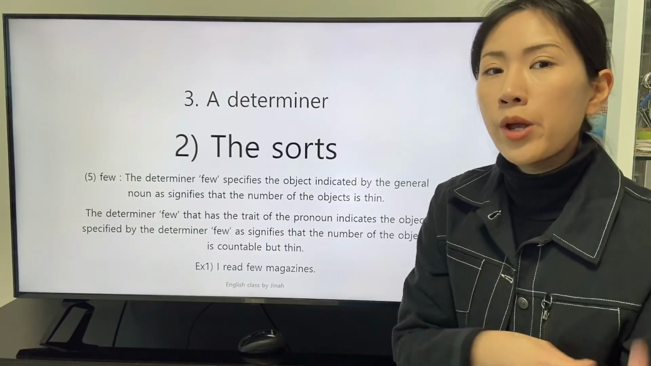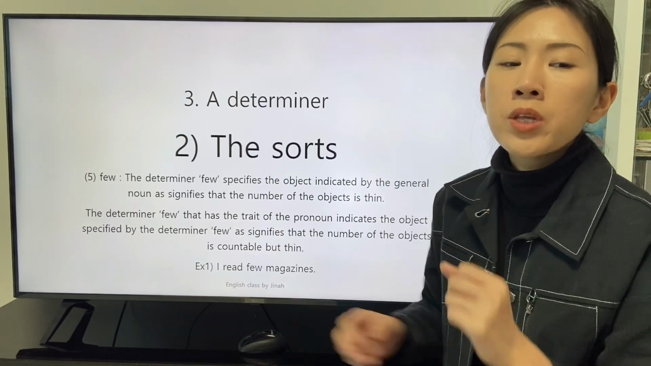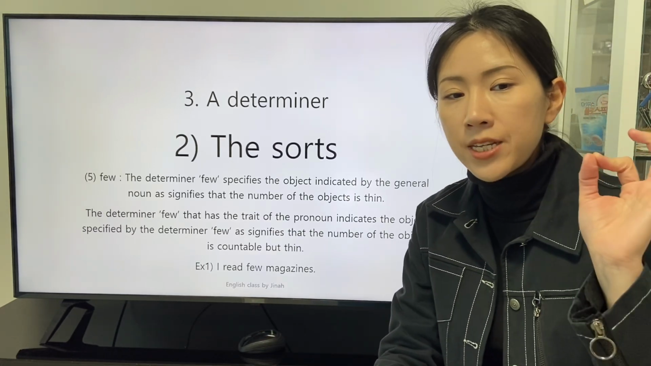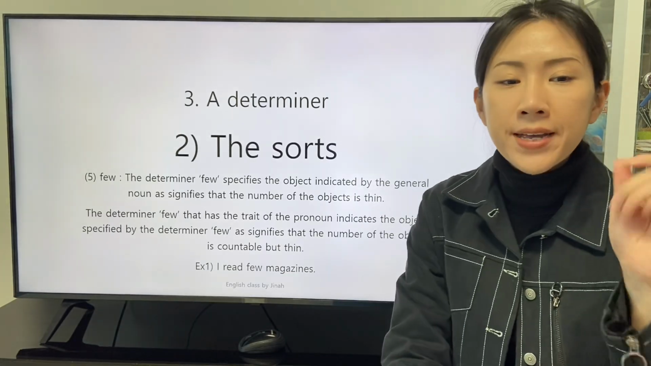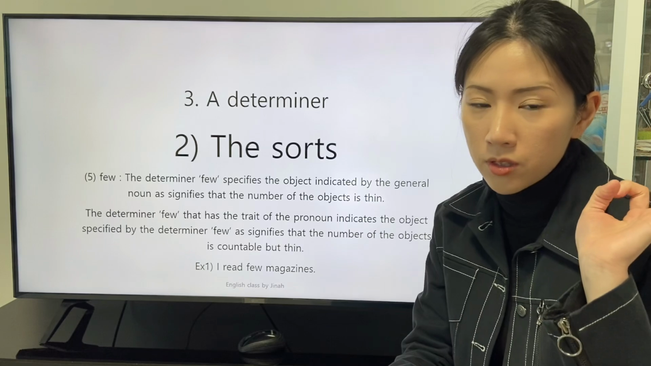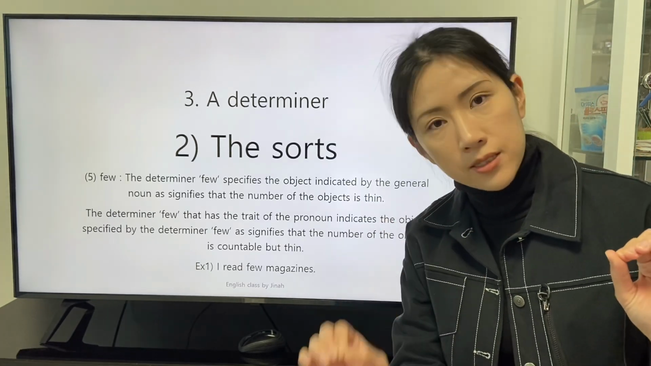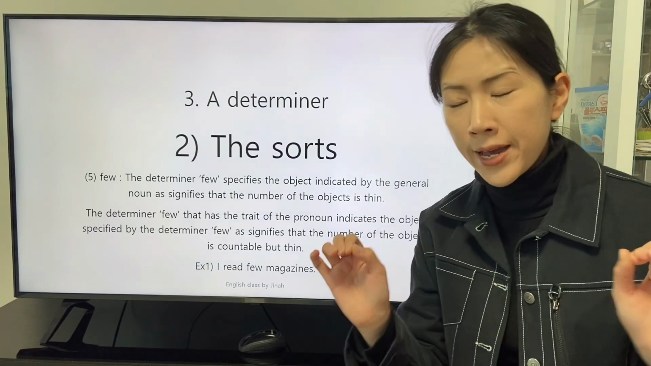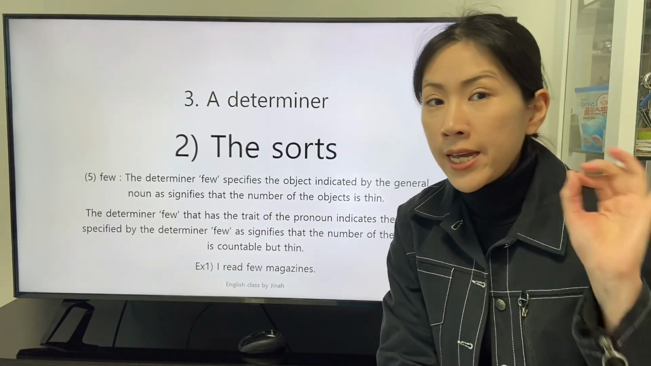determiner we will deal with in this class is the determiner few. The determiner few specifies the object indicated by the general noun as signifies that the number of the object is thin. The object specified by the determiner barely exists.